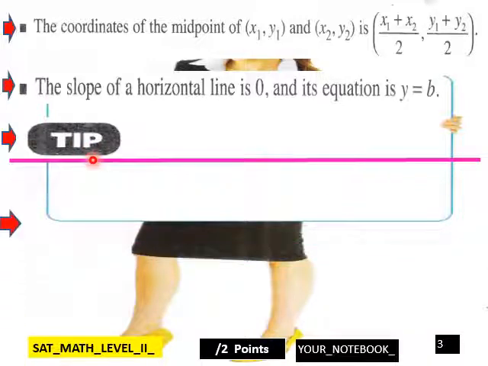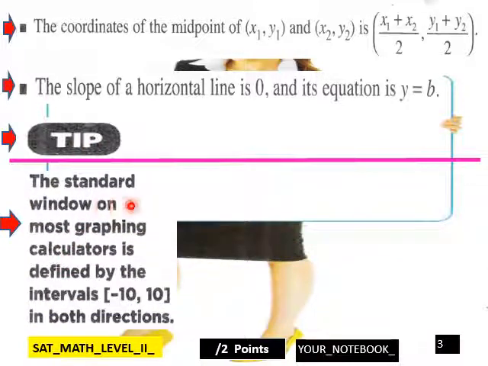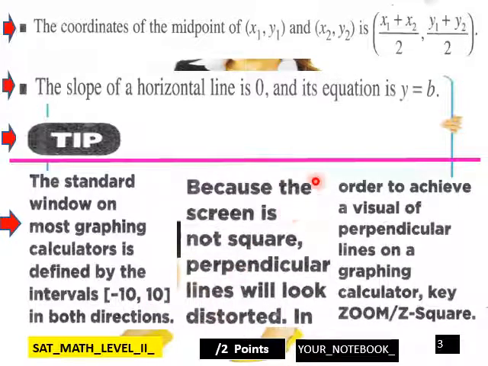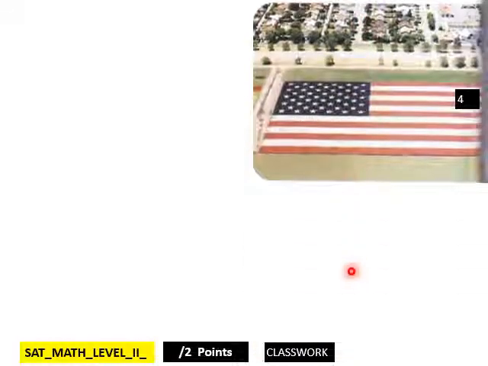So here is a tip, students. The standard window on most graphing calculators is defined by the intervals negative 10 to 10 in both directions. Because the screen is not square, perpendicular lines will look distorted. In order to achieve a visual of perpendicular lines on a graphing calculator, hit zoom and then ZSquare. You'll get a screen that will show perpendicularity of lines. How about that tip?